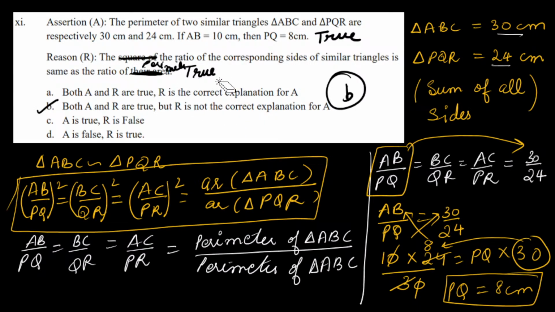Both A and R are true, and R is the correct explanation of A. Once again, if the reason is changed like this, the ratio of the corresponding sides of similar triangles is the same as the ratio of the perimeters, then option A will be correct, because both are true and the reason is the correct explanation of the assertion. But as per the present statement, A and R are not at all related, although they are talking about similar triangles, so option B is the correct answer for this one. I hope it's clear now.